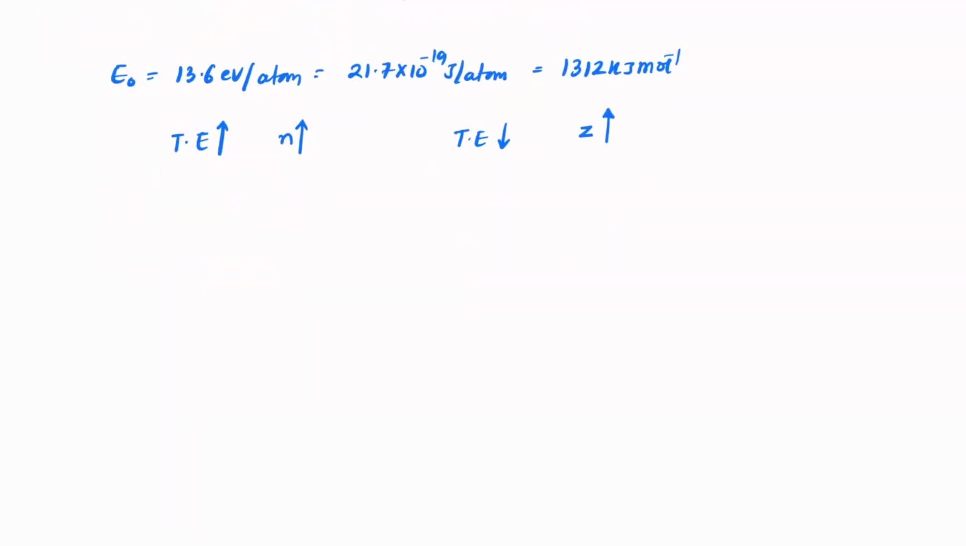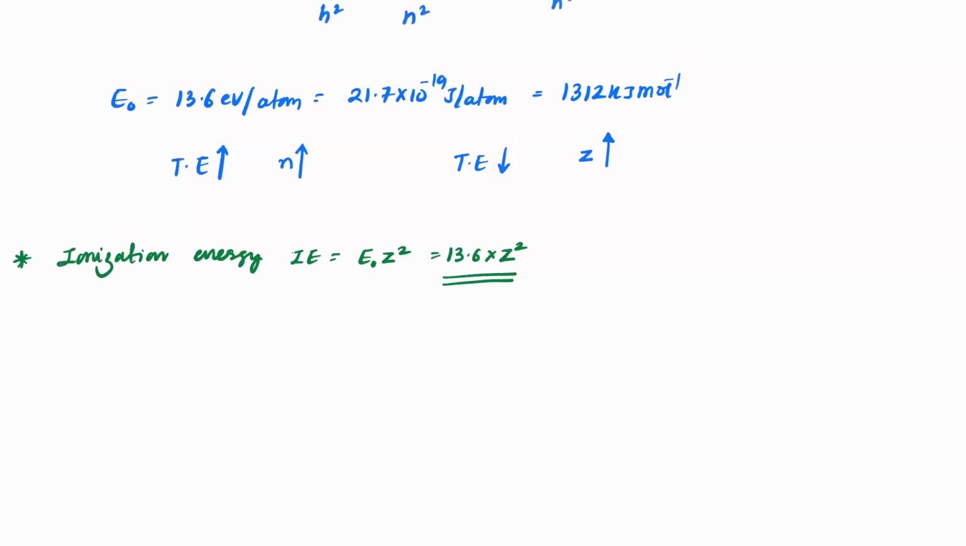And here there is one important term we need to know, which is ionization energy, IE. Ionization energy basically is E naught into Z square, so the E naught value is 13.6 into Z square. This is the amount of energy which is bound with the particular orbit. If you supply this amount of energy, the electron will completely escape out.